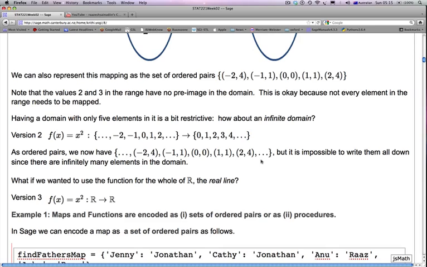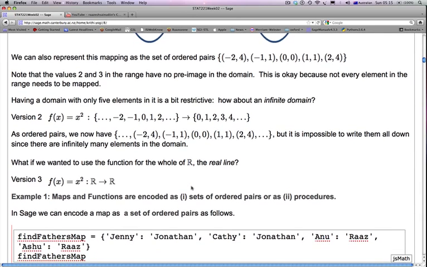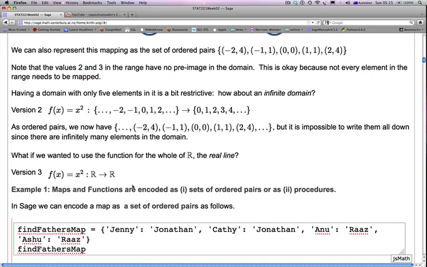Well, let's look at version 3 of this function. What if we wanted to use the function for the whole of the real line R? So this is the blackboard font R. It represents the real line. So f(x) equals x squared goes from R to R, from the reals to the reals. Clearly, we don't even want to attempt to write down, even with dots, the set of ordered pairs represented by this function because there are uncountably infinitely many elements now.